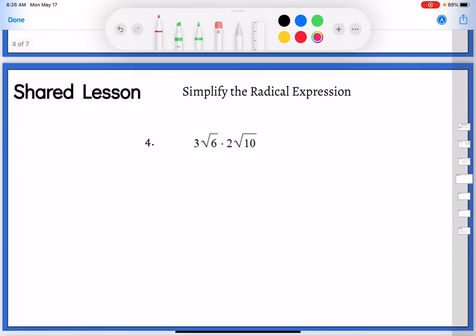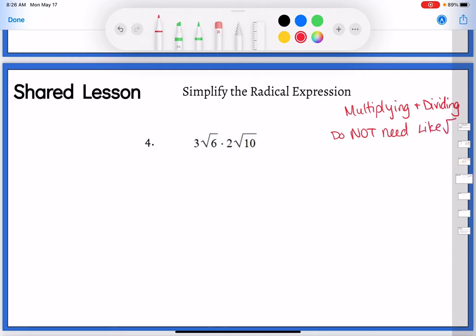Multiplying is a different story though. When I'm multiplying, just like with fractions too, I don't have to have like radicals. I don't have to have like denominators. They don't have to be like terms, okay? So multiplying and dividing do not need like radicals, okay?